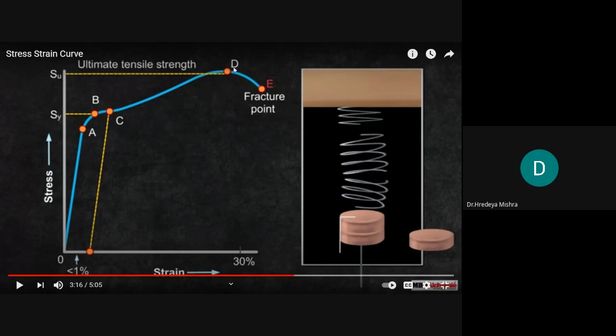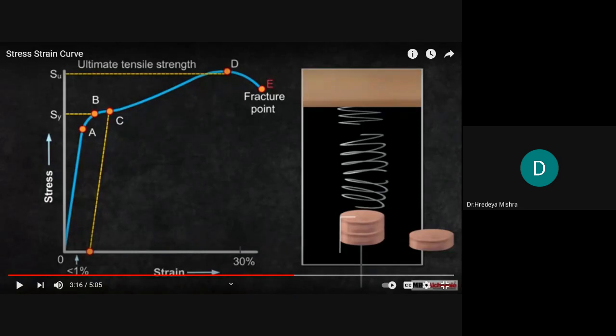Whatever stress value we get at the point D, that is called SU, the ultimate stress. This is SY, your yield stress, and this is your ultimate stress. What do you mean by ultimate stress? Ultimate strength is the maximum stress value during the tensile test.